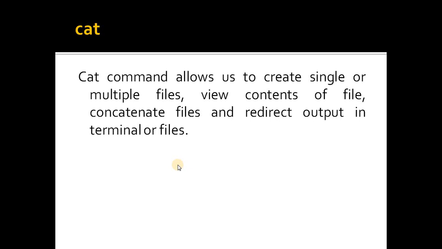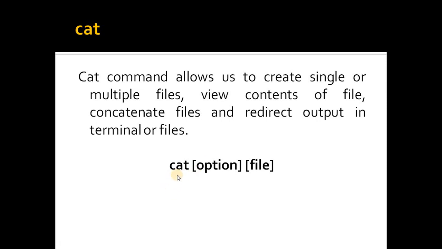The cat command stands for concatenate. It is one of the most frequently used commands in Linux. The cat command allows us to do several things. The first function of the cat command is to create single or multiple files. The second function is to view contents of a file. And the third function is to concatenate files and redirect output in the terminal or files. So one single cat command does multiple functions.